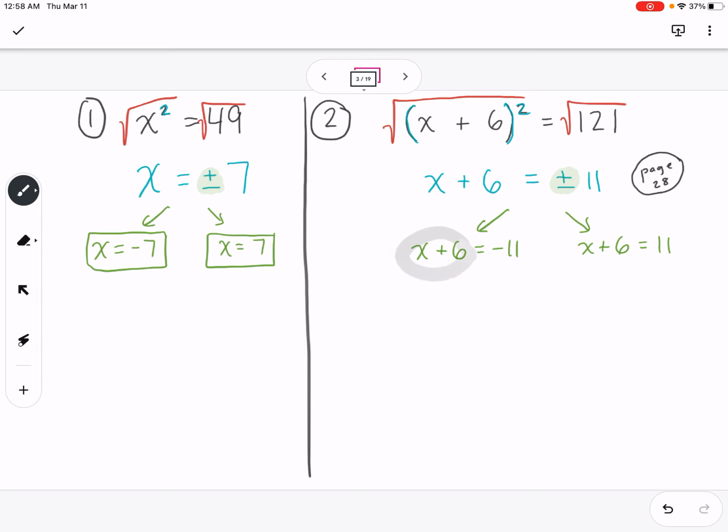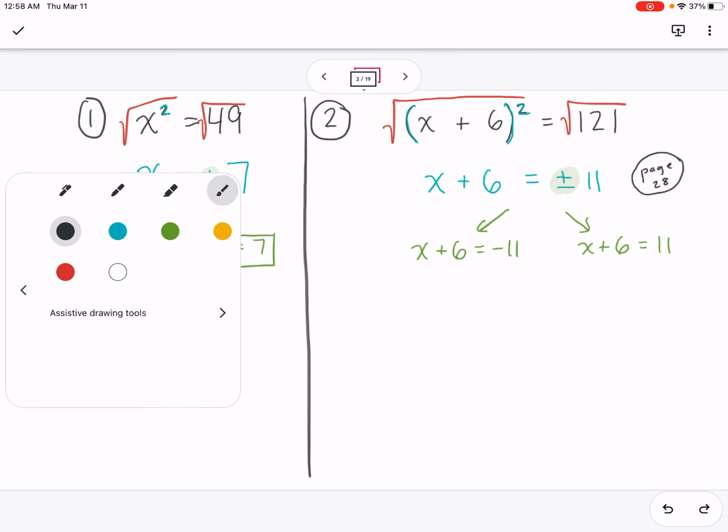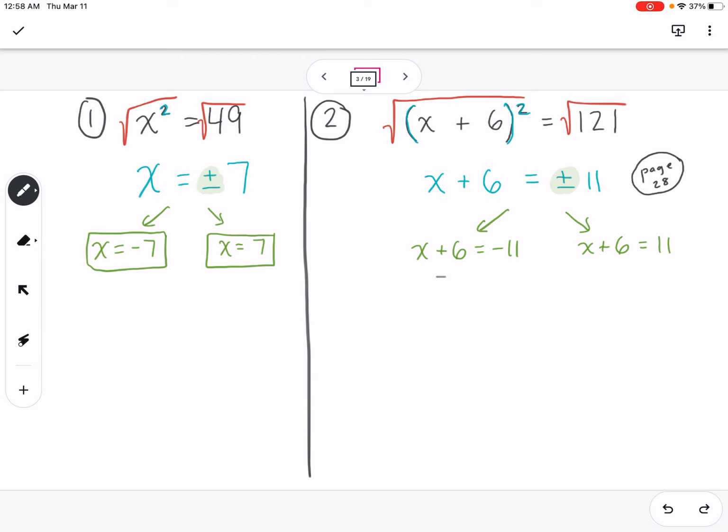Here I have x plus 6, and I need to get x by itself, so I'm going to subtract 6 from both sides. Negative 11 minus 6, I get x equals negative 17. Here, I'm subtracting 6 to get x by itself. I get x equals 5. Again, your work on the quiz should look exactly like mine. Same kind of format.